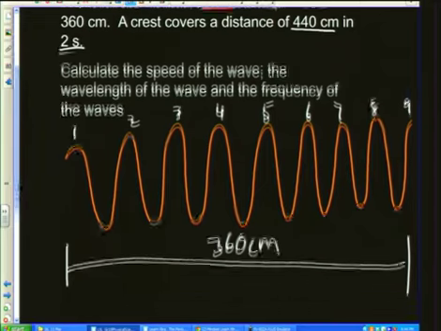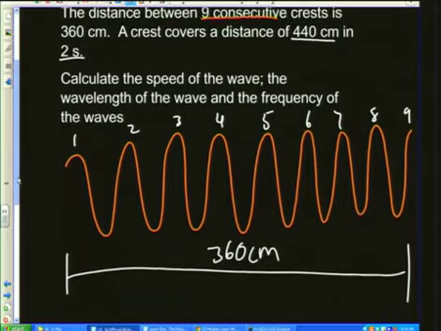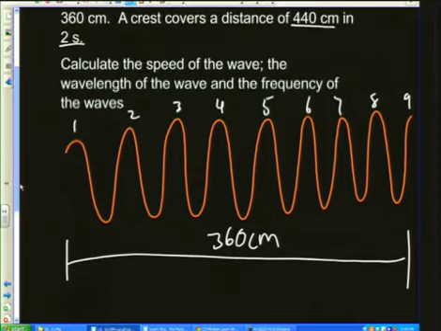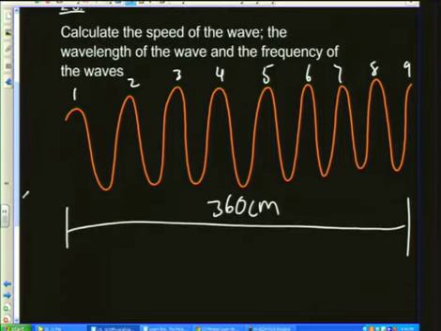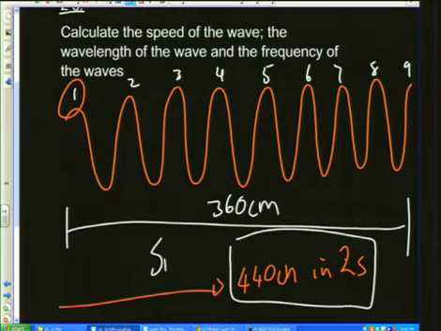Now, what other information is here, which I need on the diagram, is this whole thing moves 440 centimeters in 2 seconds. So crest 1 moves from that position to another position 440 centimeters away, and it does that in 2 seconds. So it's not going to stay where it is. In other words, this tells me something about speed. And now the question asks me to calculate the speed, the wavelength, and the frequency of the waves.